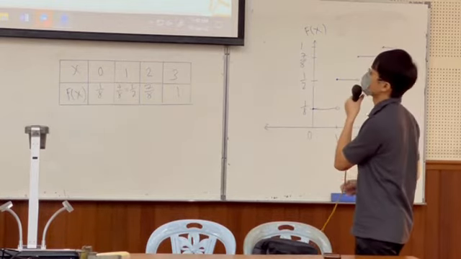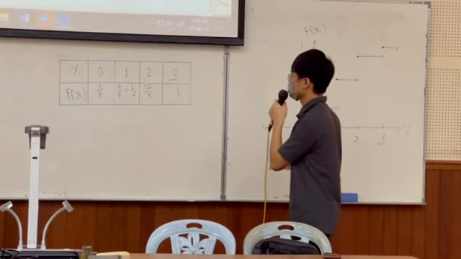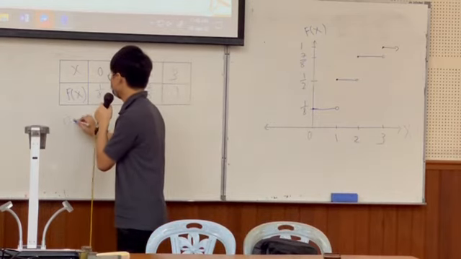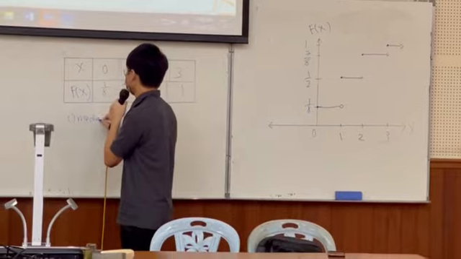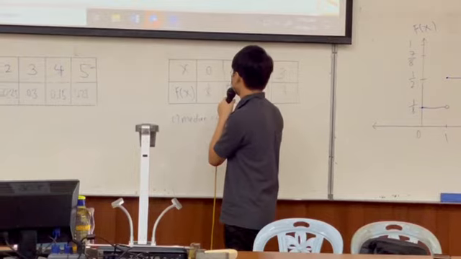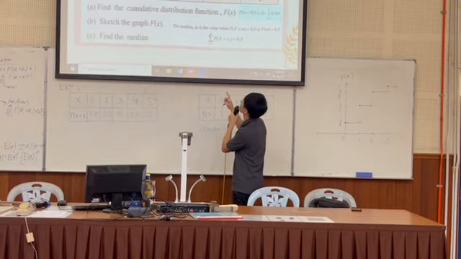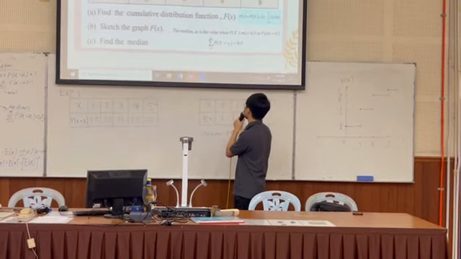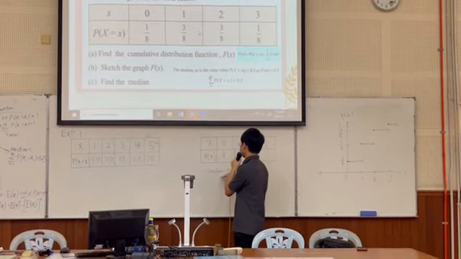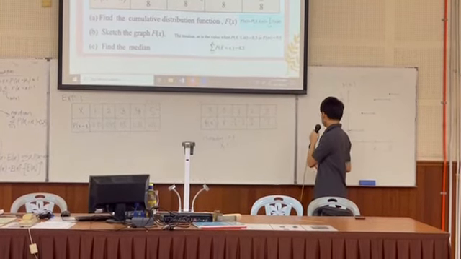This is the graph of the cumulative distribution function, and last we find the median right here. Median equal to 0.5, so it is the location of the probability. So we can know that 0.5 equal to 1 per 2, so the median equals to 1. Okay, so we move on to the next question.